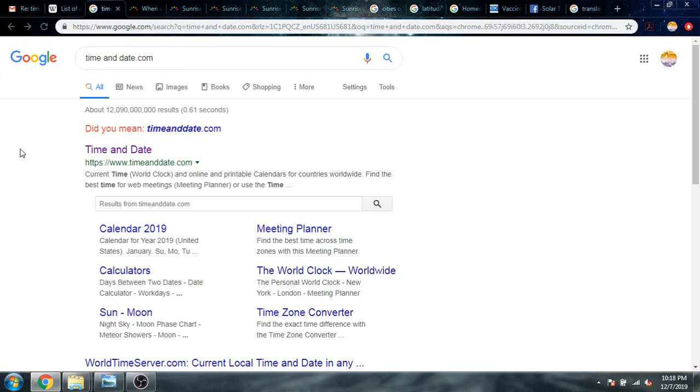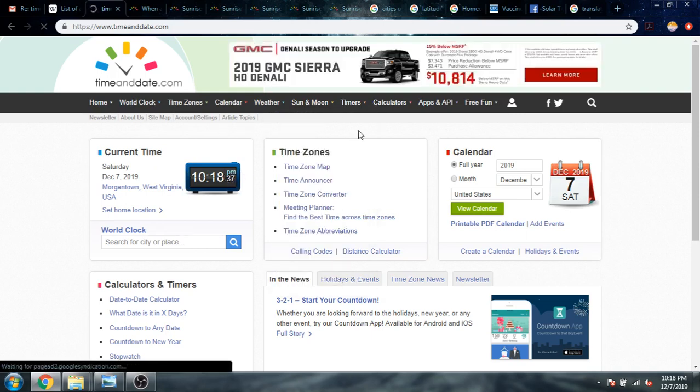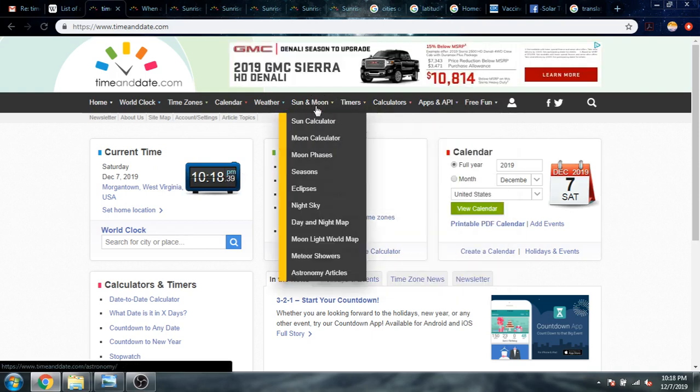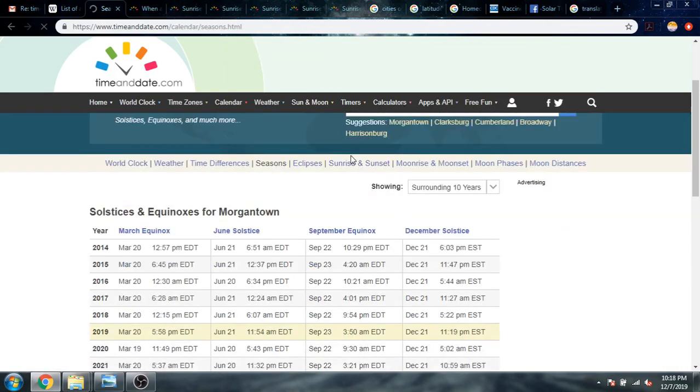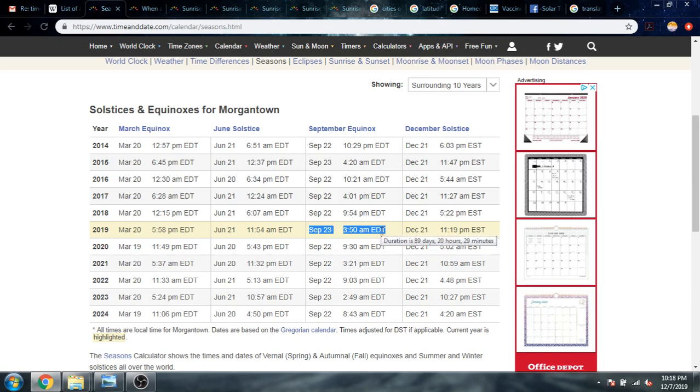What you've got to do is go to Google and type in timeanddate.com, and once you get to the home page, go to Sun and Moon and then go to Seasons. This will give you a nice snapshot summary of when all the equinoxes and solstices are. For example, there is the past 2019 claimed timing of the equinox, and you've got to pay close attention to this acronym here because it does make a difference.